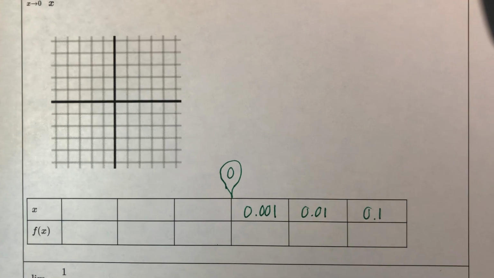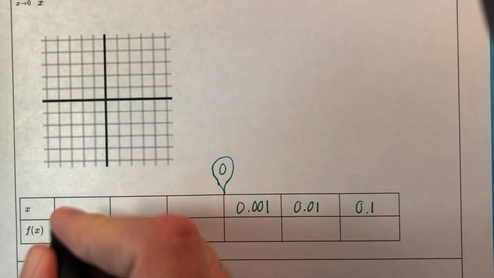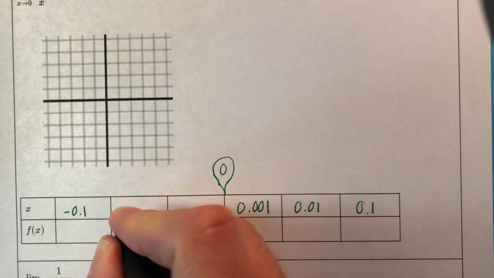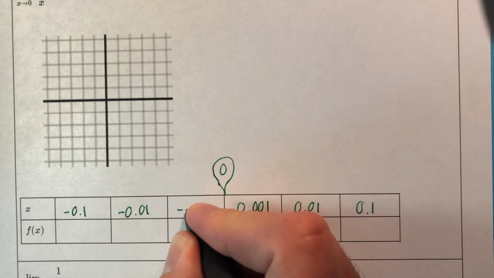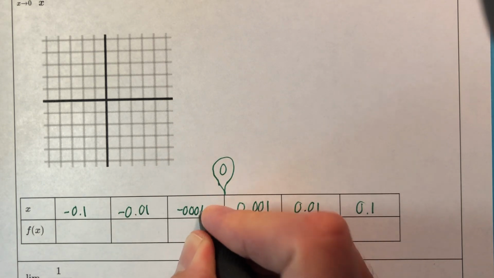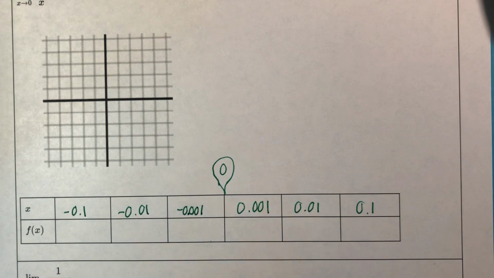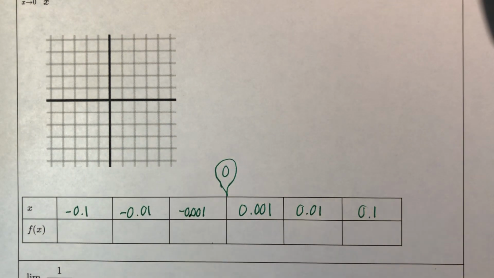And that's from the positive side. We'll come at it from the left, so the negative side. So negative 1/10th, negative 1/100th, negative 1/1000th. Let's put a 0 in there, a decimal in there. There we go. And we can do this one in our head. I'm not even going to grab a calculator yet. I do want to show you the graph in a minute.